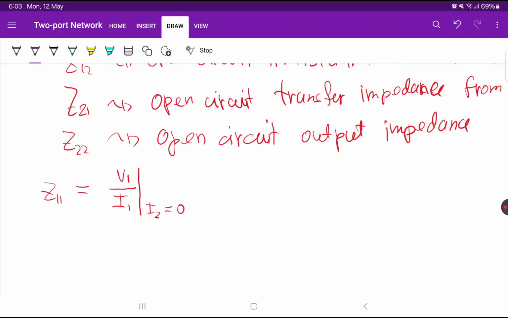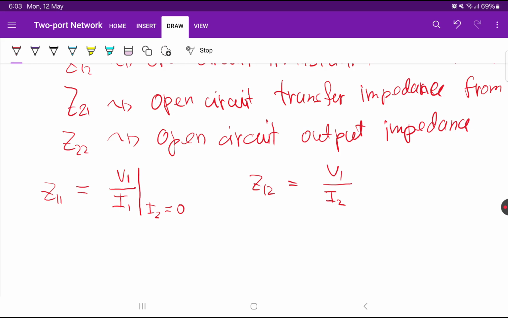For Z12, let's say Z12, so put here. So for Z12, we're dividing V1. There's a pattern here. If you look at the formula, voltage is always in the numerator because this is an impedance. Impedance is just equal to voltage divided by current, according to Ohm's law. And if you look at the subscript, when I'm solving for Z11, my subscript for the voltage is 1, and my subscript for the current is also 1 because it's Z11.